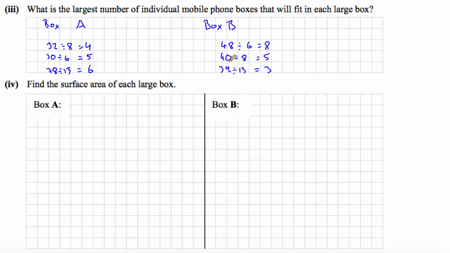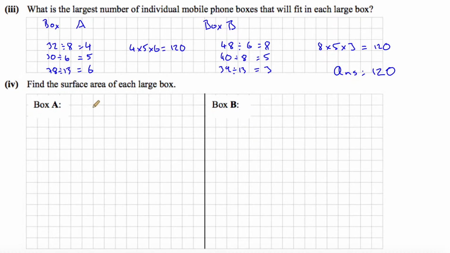Now they're both the same volume, so to find the number of individual mobile phone boxes, we're just going to multiply these 3 numbers together, or indeed these 3, because both boxes are filled to the top. So we'll see there 4 by 5 by 6 gives us 120, and 8 by 5 by 3 should give the same if they're the same volume and they both fill to the top, and that gives 120 as well. So the answer is confirmed there as 120 individual boxes.